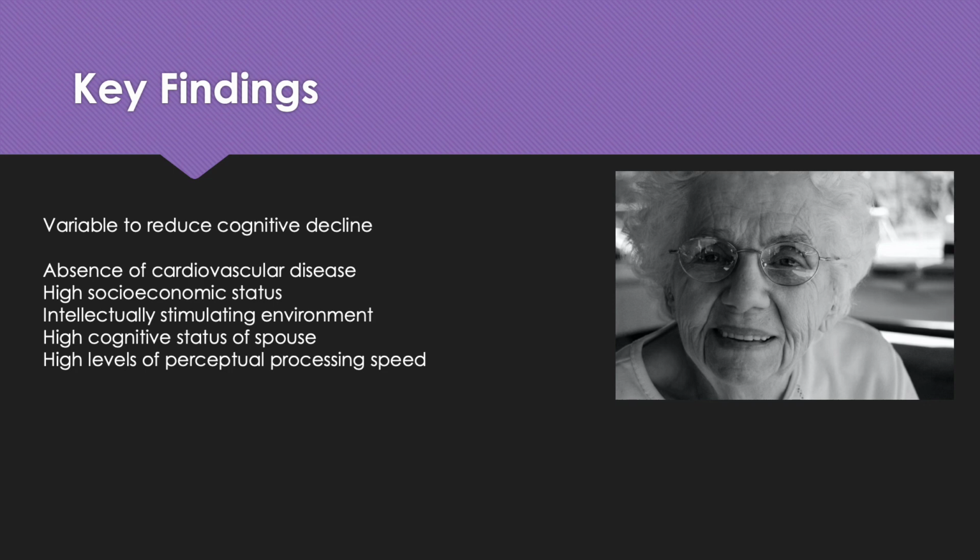in cognitive aging. So how are we going to go about reducing cognitive decline? Well, absence of cardiovascular disease is a good sign. Having high socioeconomic status, so high levels of education and earning well, is important. Intellectually stimulating environment, so make sure you're challenging yourself. High cognitive status of a spouse, that was pretty interesting. I don't think we've seen that yet, which is basically like you're being challenged and you're able to engage in life with a spouse is something that's important. And also high levels of perceptual processing.